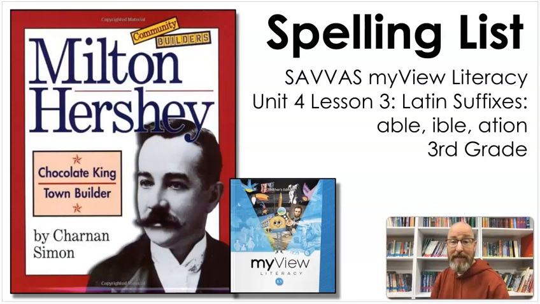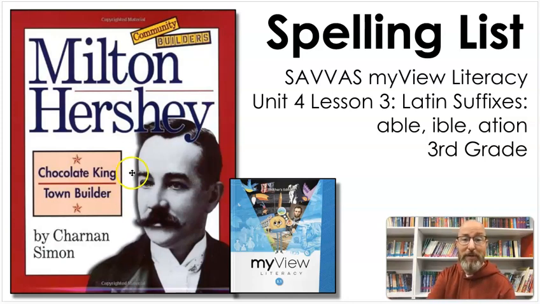Today we are in SAVVAS MyView Literacy Unit 4, Lesson 3, and our skill this week is Latin suffixes. And suffixes, of course, go at the end of a word. We're looking particularly this week at the suffixes able, ible, or ation. And each of those mean a different thing. Of course, this is for third grade.